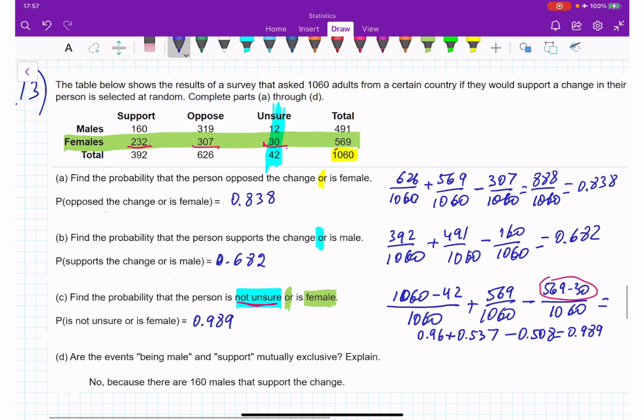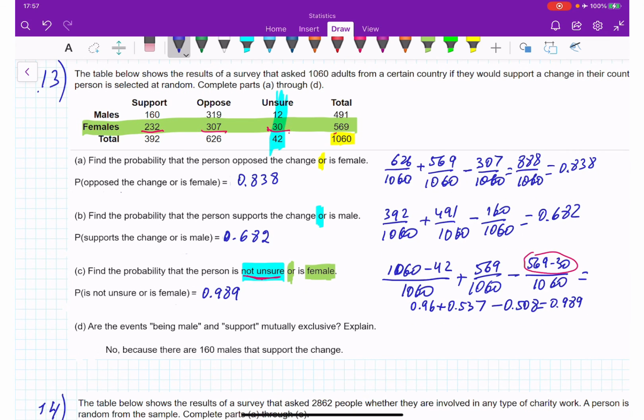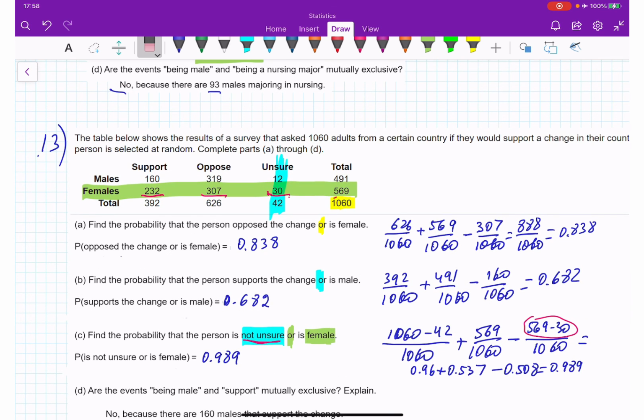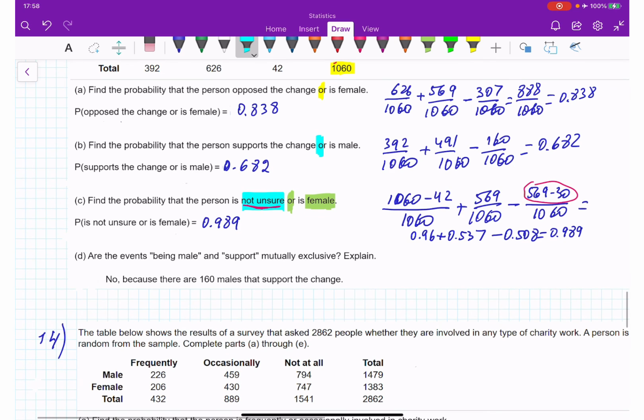All right. So our question number D, are the events being male and support mutually exclusive? Male and support, let's see. Let me clean this. Male, 160 people, and male and support. Okay, here it is. No, because there are 160 people that are male and that support the change.